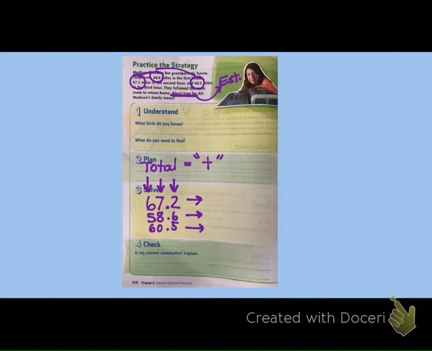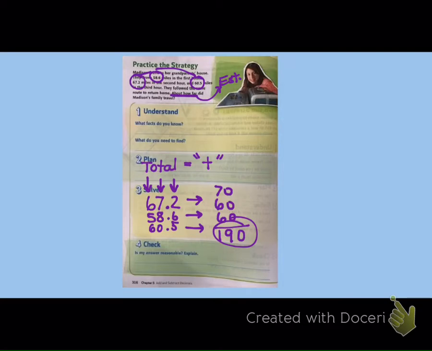So let's round to the nearest tens here first. 67 gets rounded to approximately 70. 58 gets rounded approximately to 60, and 60.5 gets rounded approximately to 60. All right, so let's add this together. 70 plus 60 plus 60. What is that going to be? 12 plus 7 is 19. Add our 0, so it's approximately 190.